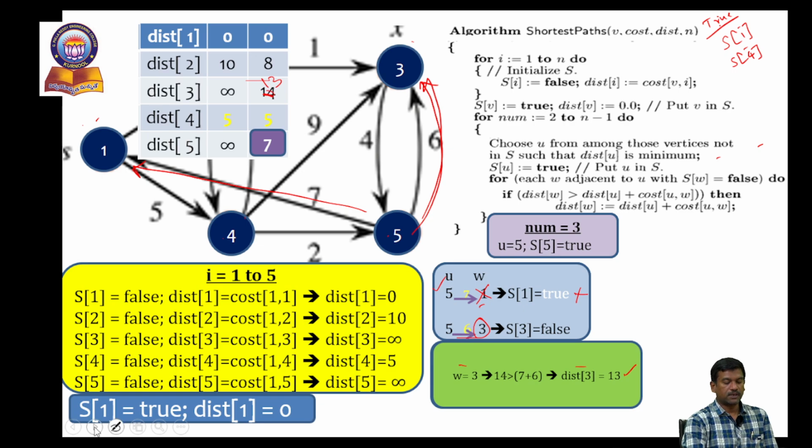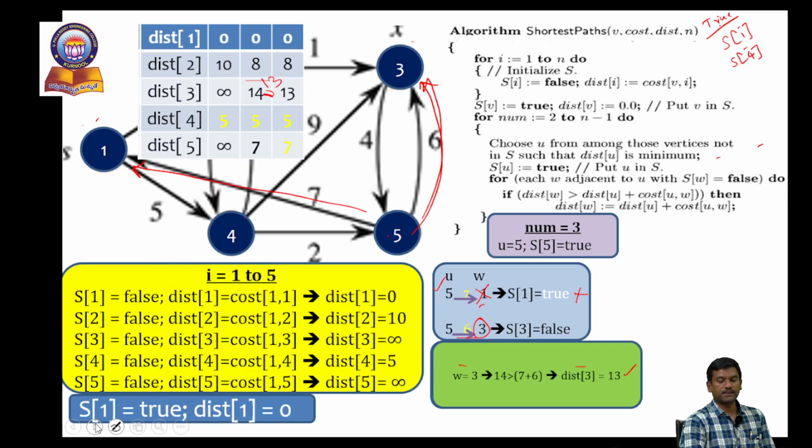And this is for your iteration, that is num value is equal to 3. During your next iteration, the values are being updated. The distance of 1 is unchanged, 2 is unchanged, and 3 is being updated with the value 13. Whereas for 4 and 5, we don't have to take those values into consideration, because they are already at the shortest distance. And the value of num increases by 1.